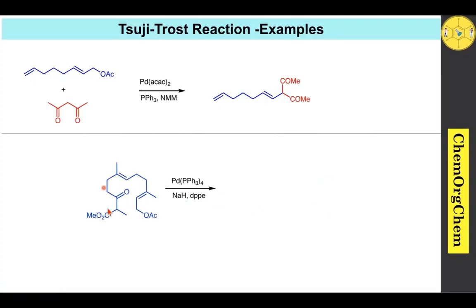Next, moving on, our second example. Here you can see that this part is the allylic acetate part. When we use palladium catalysis, we generate the corresponding pi-allyl palladium species at this particular center. At the same time, when we use sodium hydride, it readily takes the proton from this center, then produces the corresponding enolate ion. That enolate ion readily attacks this terminal carbon to produce the corresponding allylic substitution product. Here DPPE acts as a ligand for this reaction.